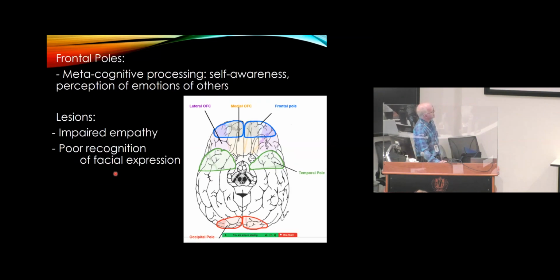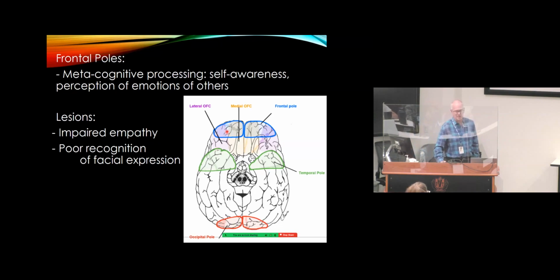Now, if we move forward to the tip of the frontal lobes, we have the frontal poles, and this is involved in what's called metacognitive processing. It's self-awareness, but also awareness of others, the ability to put yourself in someone else's shoes, for example. When you know someone and there's just a little lift of the eyebrow or a slight flaring of the nostrils, you can tell, okay, I upset this person, right? We're quite good at that. Individuals that have lesions in the frontal poles are very, very poor at that. And they also tend to have impaired empathy.